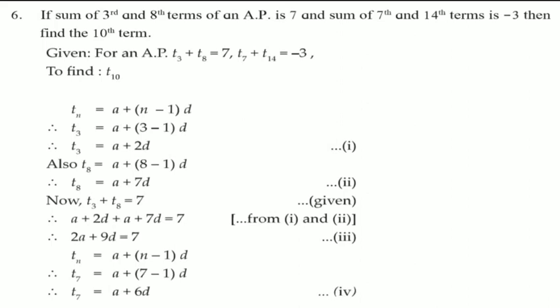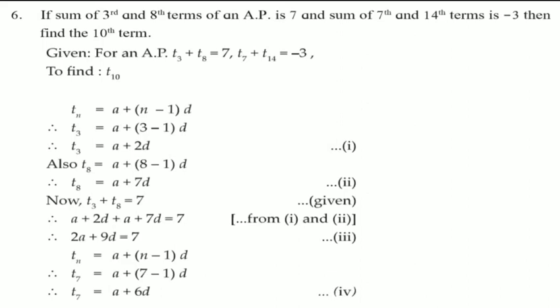So here also two conditions are provided to you, and by using those two conditions you will find the value of A and D, and from that you can find out the 10th term by using the formula of Tn. So first write down what is given to you. See, the sum of the third and eighth term of an AP is 7. This means that T3 plus T8 is equal to 7. And the second condition, the sum of the 7th and 14th term is -3. That means T7 plus T14 is equal to -3. And we have to find out T10.